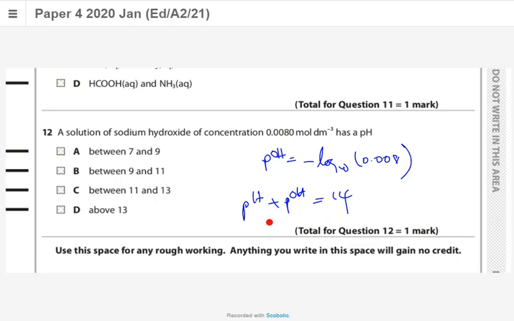So 14 minus 2, sorry, 14 minus 2 is 12. So it's between 11 to 13, right? 12 is between 11 to 13. Clear? You can also do this using the Kw expression. Kw equals H plus times OH minus. That's also possible.